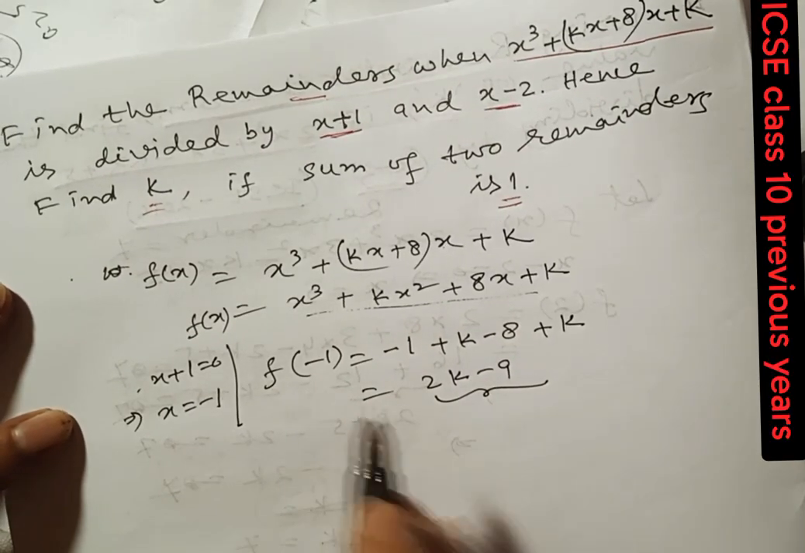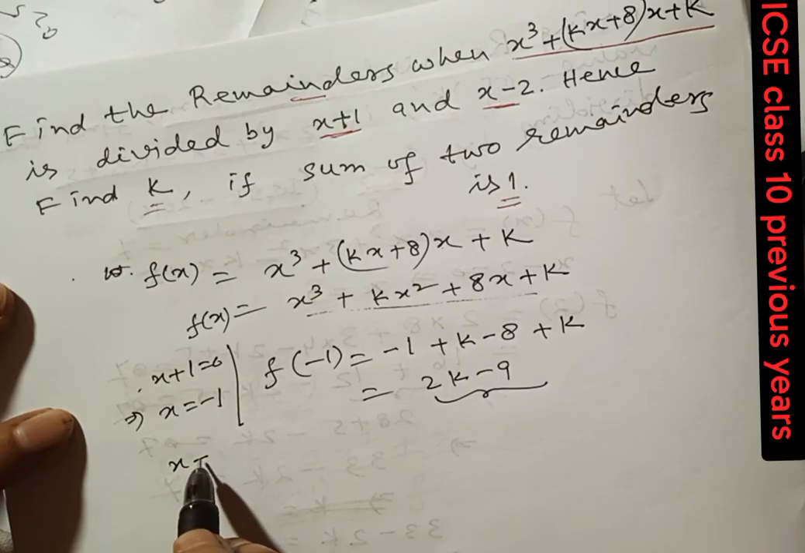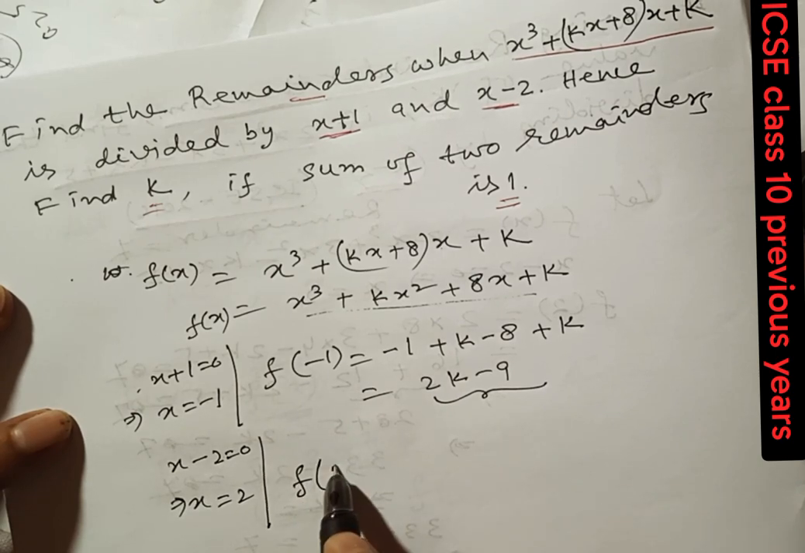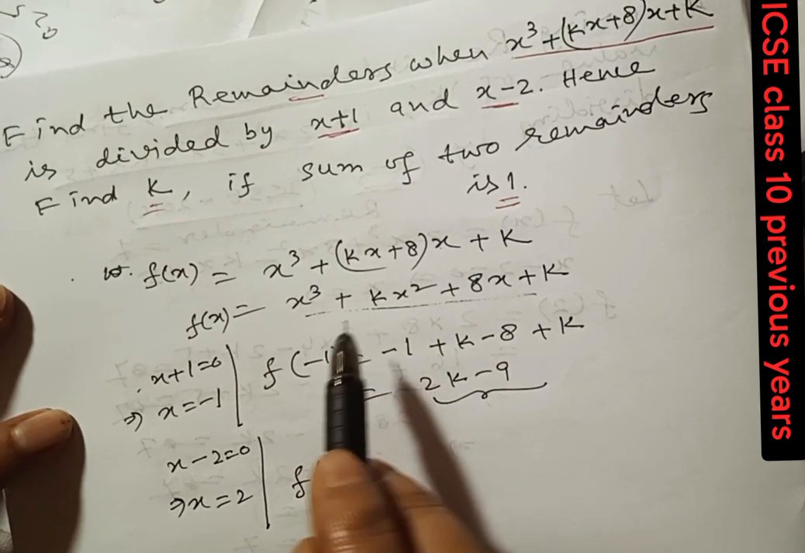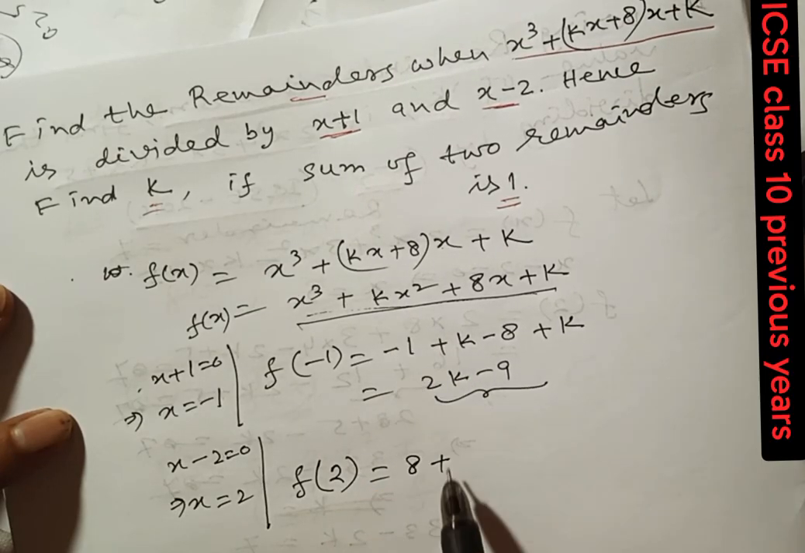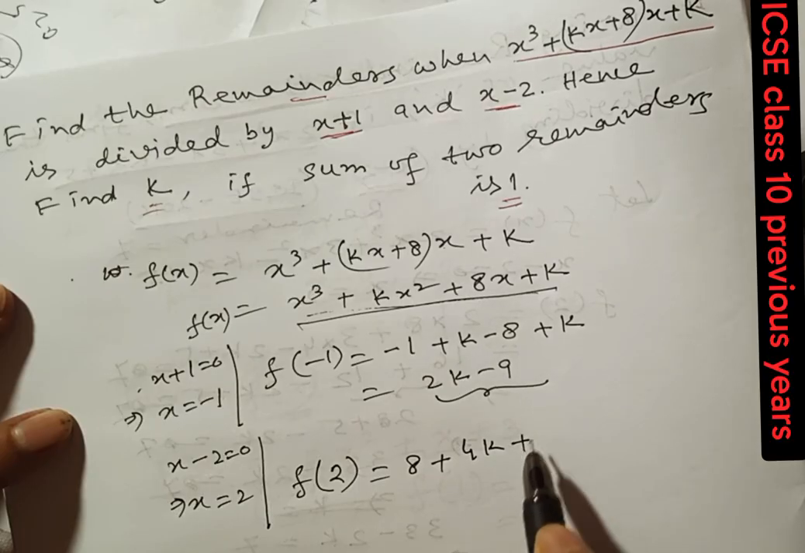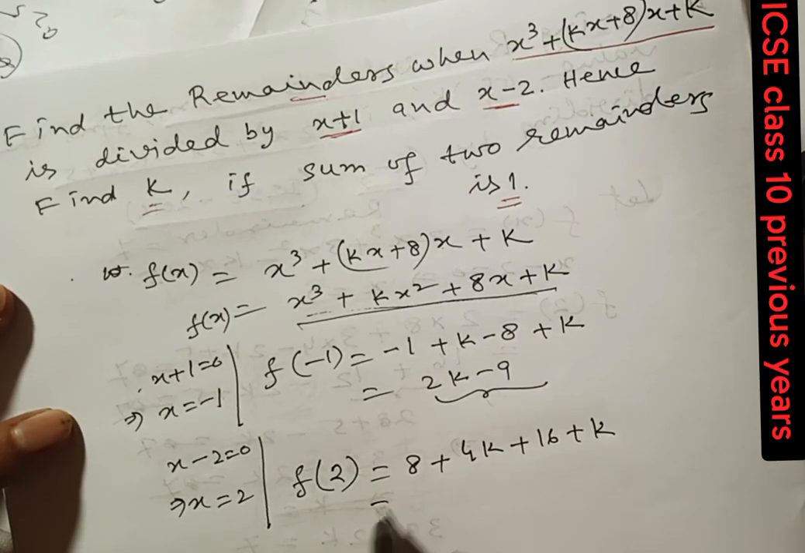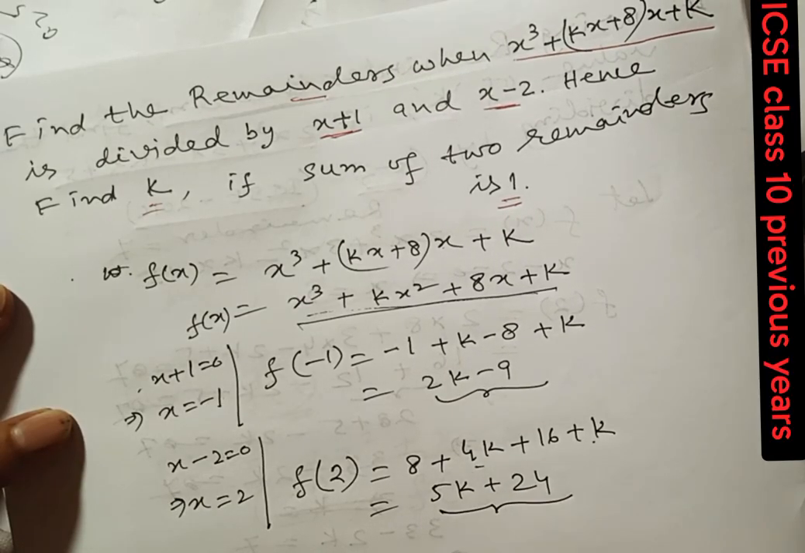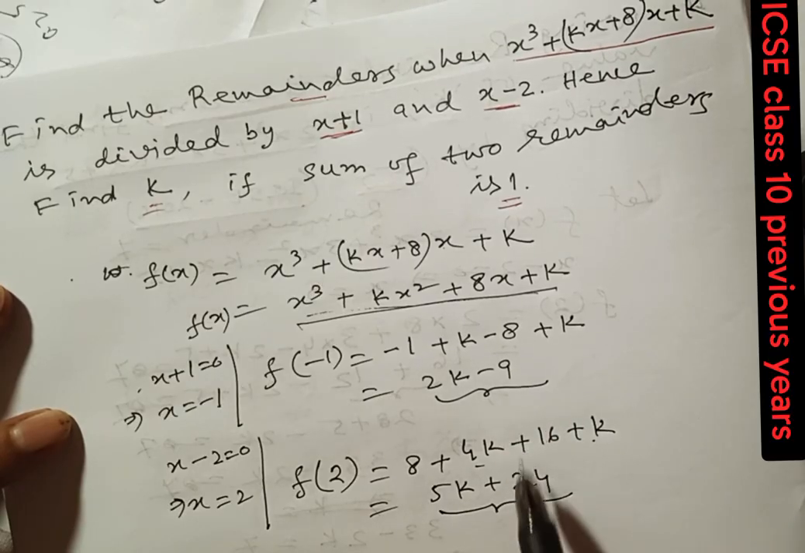This is a remainder, and f(x) is divided by x minus 2. So x equal to 2. We put x equal to 2 in our given polynomial. So f(2) equal to, we put here x equal to 2. So x cube means 2 cube, 8, plus x square means 4k, plus 16 plus k. This is 5k plus 24. This is another remainder. So we get two remainders.